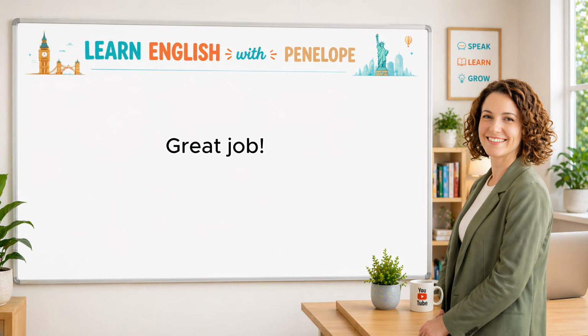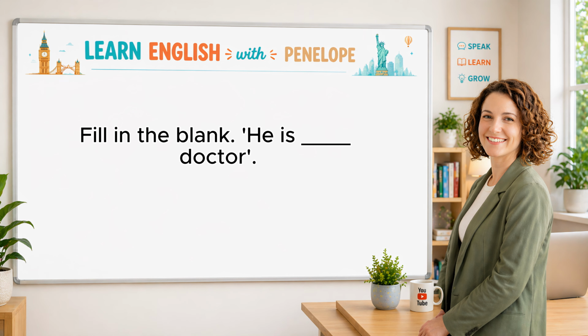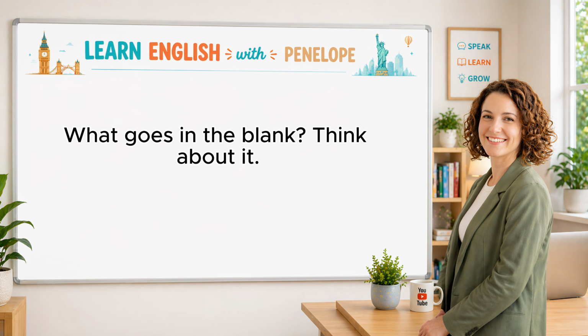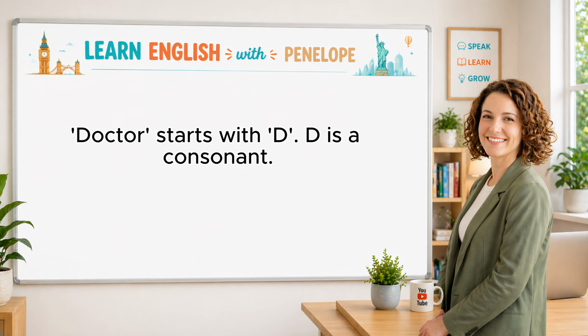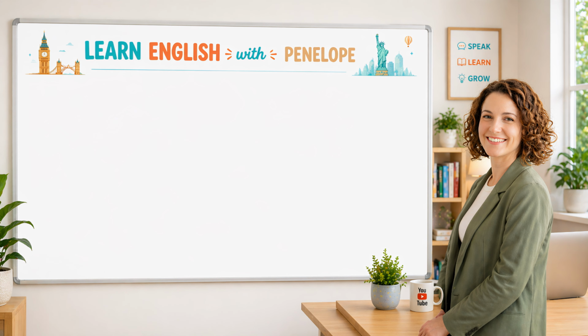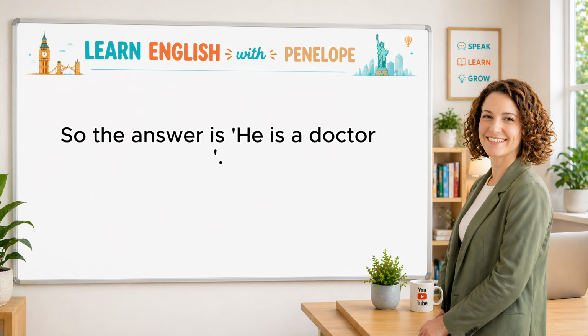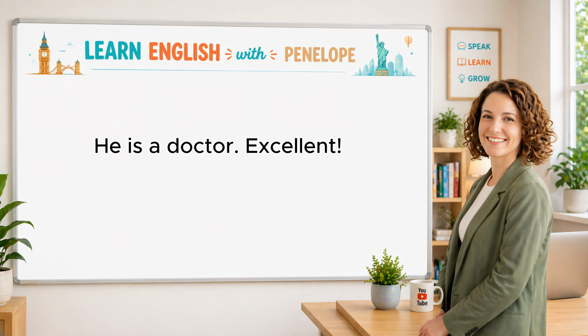Great job. Exercise 3. Fill in the blank. He is blank doctor. What goes in the blank? Think about it. Doctor starts with D. D is a consonant. We are talking about one doctor. So the answer is, he is a doctor. He is a doctor. Excellent.